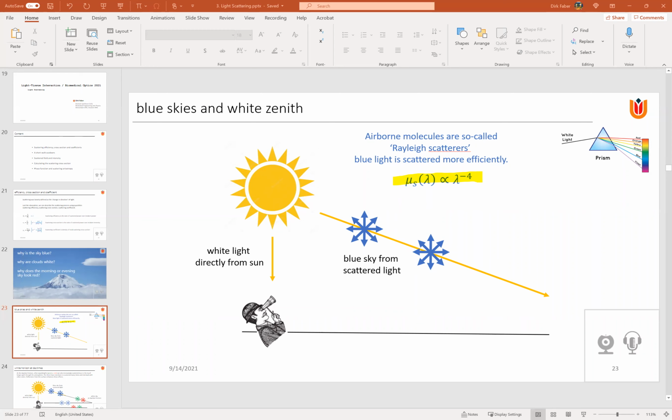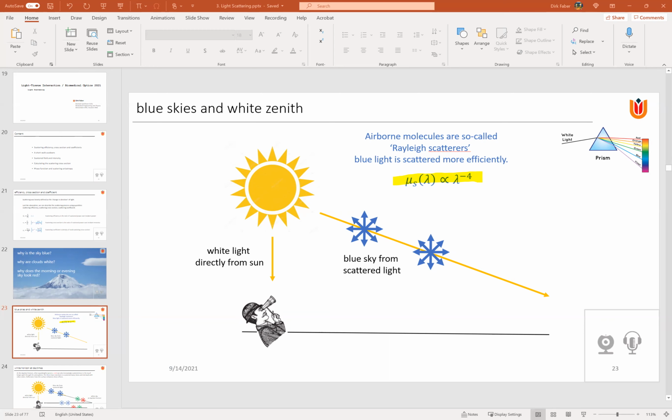So basically what you see is that if you observe the sky away from the sun, then you're not looking at direct light. So direct light would be looking at the sun, which I do not recommend, of course. So whatever light is scattered more efficiently from out of the line of sight, in yellow, is what reaches your eye. So that's why the sky appears blue. If you would look directly to the sun, of course, then it would appear white.